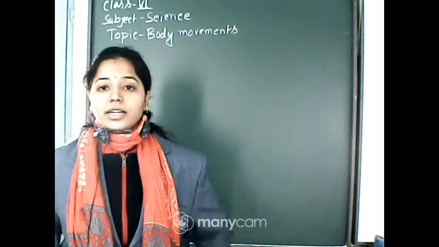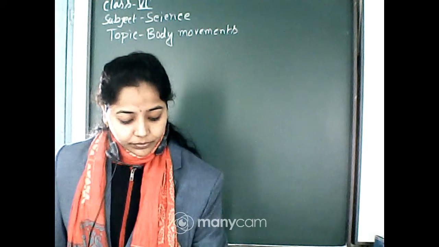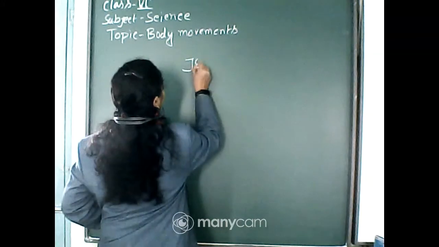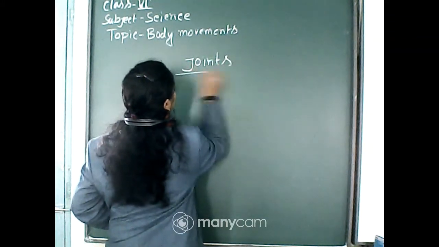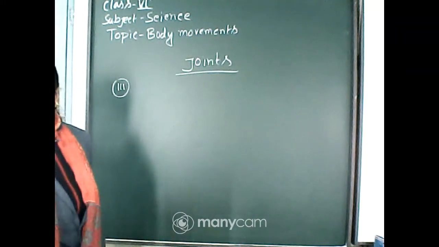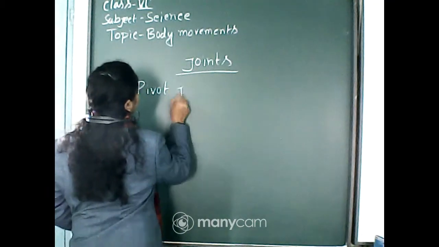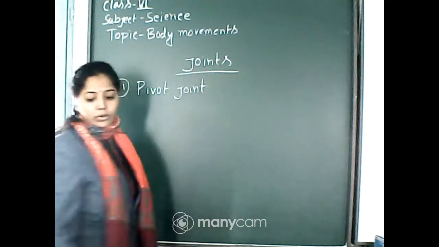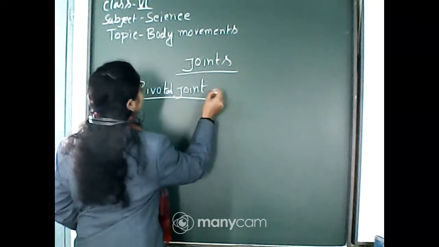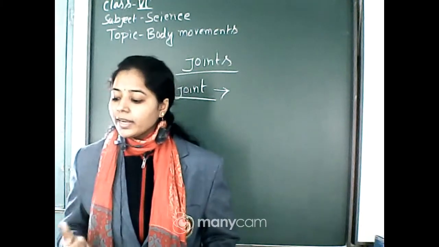Okay, so let's start with the other three joints that are already in your book. Today we will start from the pivotal joint. Now you know, pivotal joints are those joints that allow movement in many planes.